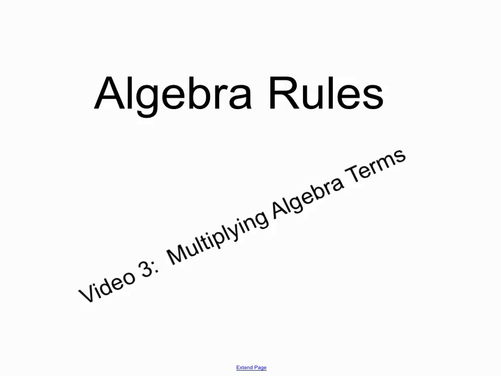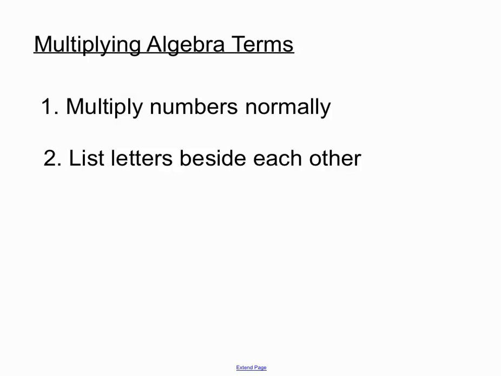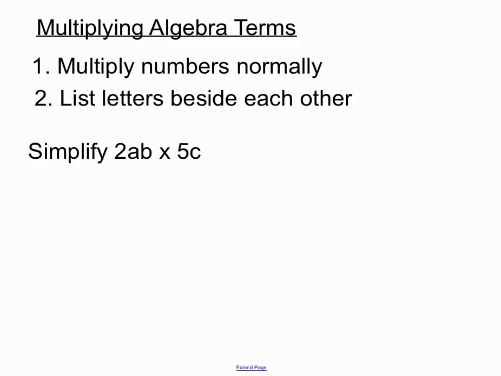In this video we're going to have a look at how we multiply algebra terms. So our rules for algebra terms in multiplication is to, step 1, multiply the numbers perfectly normally. Step 2, we can list any letters just beside each other. Fairly straightforward rule to multiply algebra terms. Let's have a look at an example.